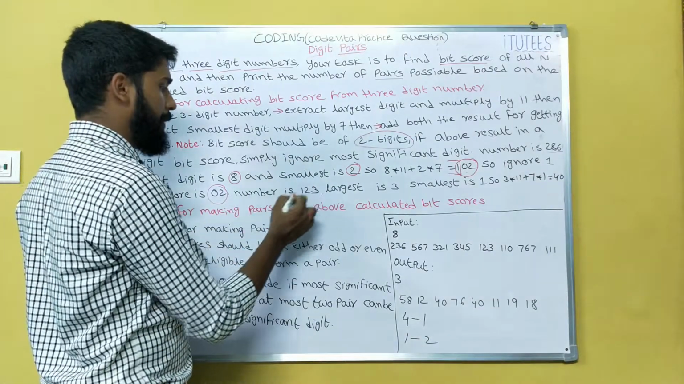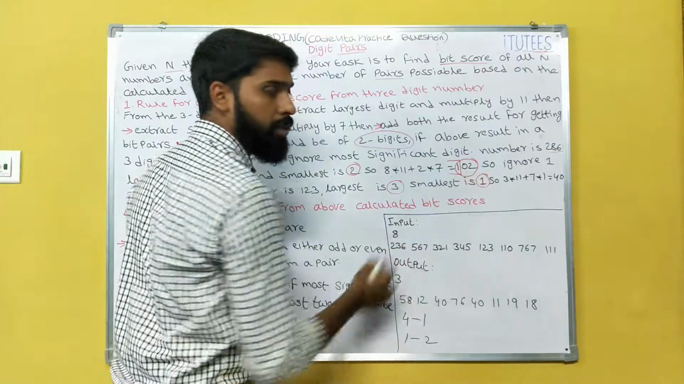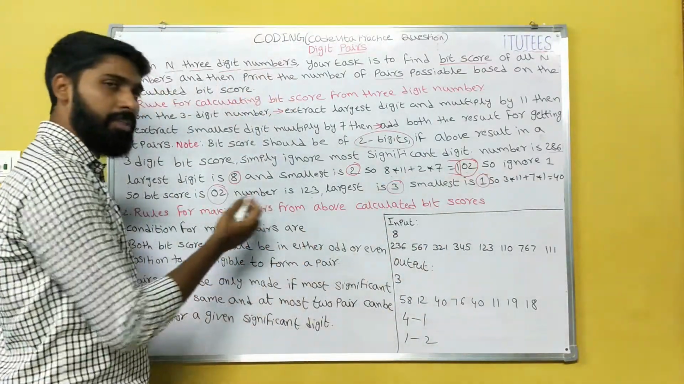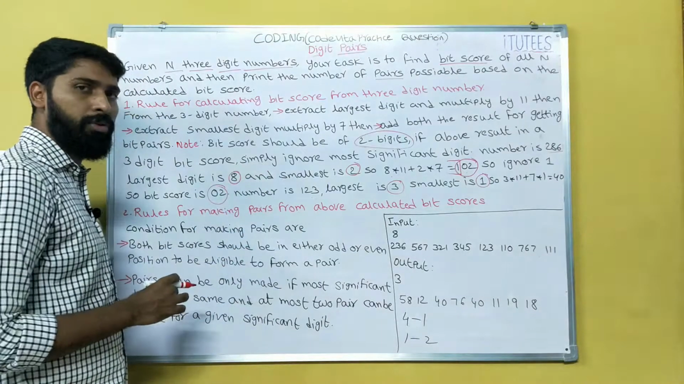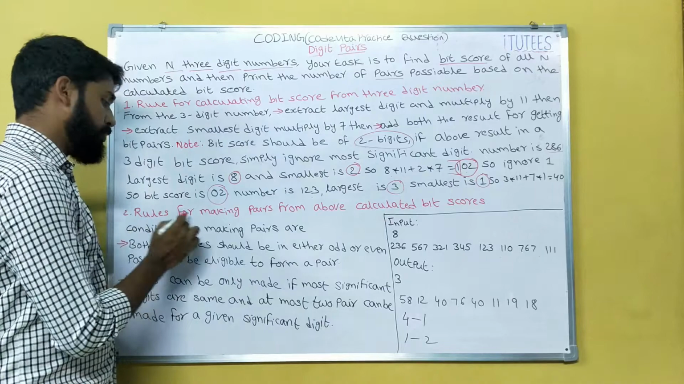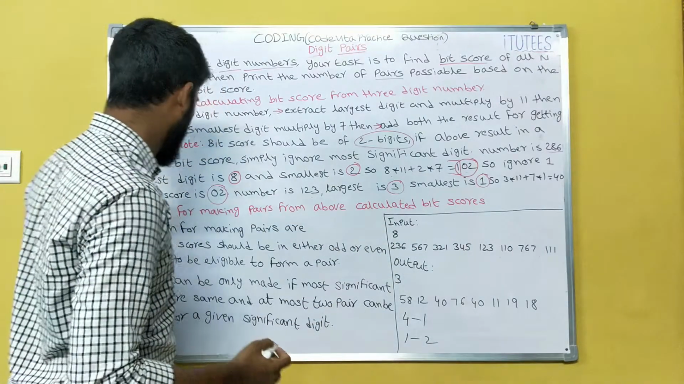For example, the number is 123. Largest is 3, smallest is 1. So 3 into 11 plus 7 into 1 equals 40. In this case, no problem, we get only 2 digits. The second rule is for pairing. These are the rules for making pairs from the above calculated bit scores.